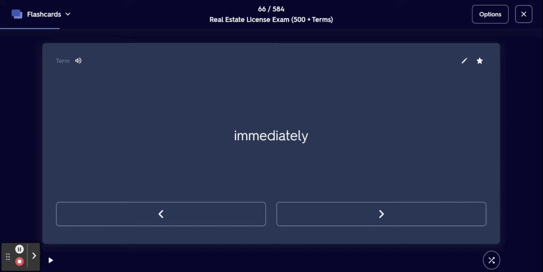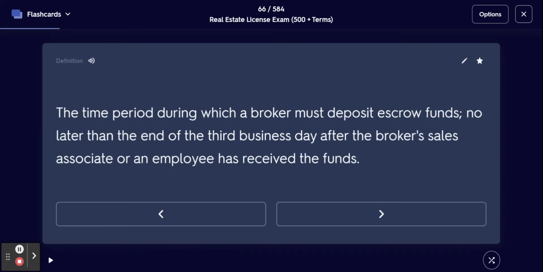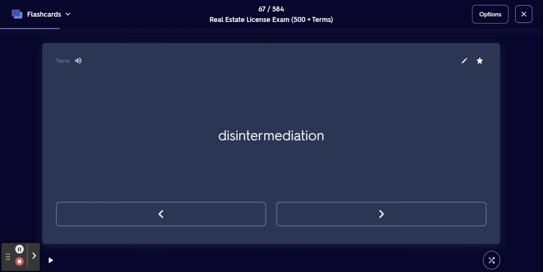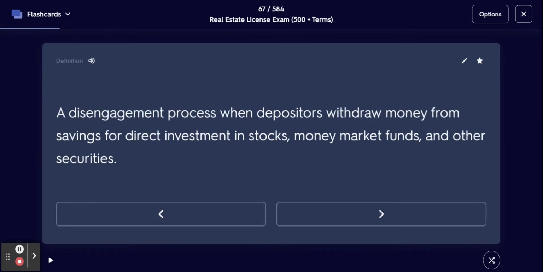Immediately. The time period during which a broker must deposit escrow funds no later than the end of the third business day after the broker's sales associate or an employee has received the funds. Disintermediation. A disengagement process when depositors withdraw money from savings for direct investment in stocks, money market funds, and other securities.